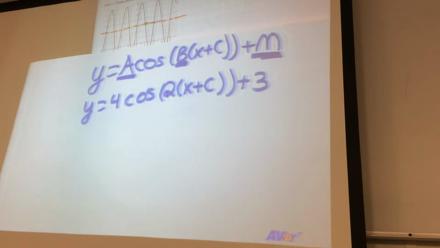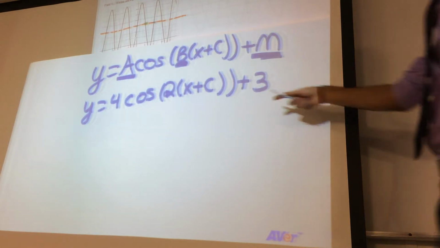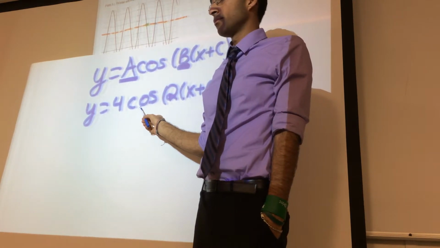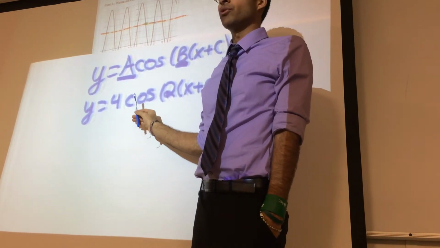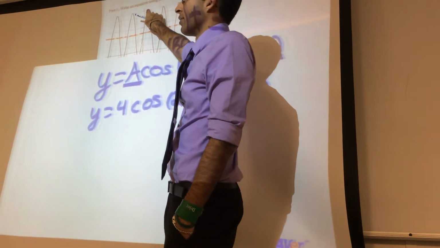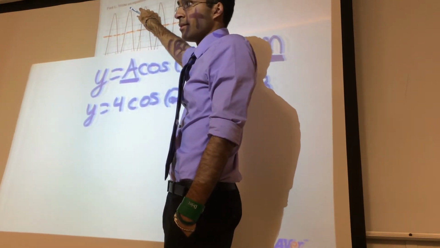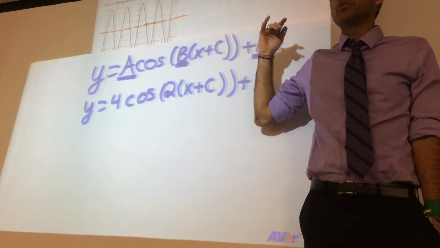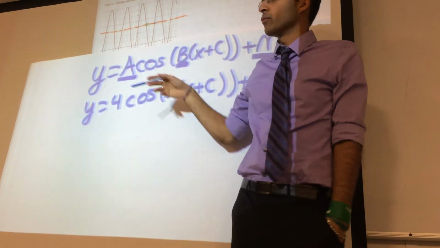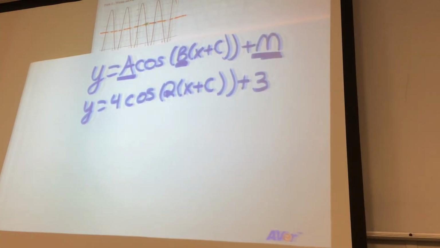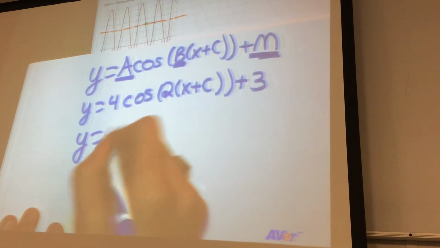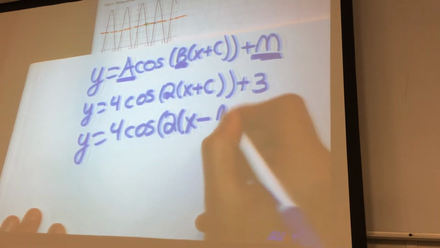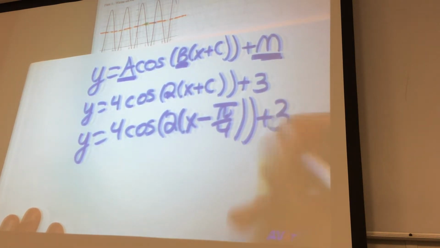Now the question is, how much of a shift have we had? Cosine is supposed to start at the maximum. So that point right here should have been there. But it's not. It was shifted right. How much was it shifted right by? What's halfway between 0 and pi over 2? Pi over 4. So we shifted right by pi over 4. So we have y equals 4 cosine. The 2 stays. X shifted right by pi over 4. There you have it.